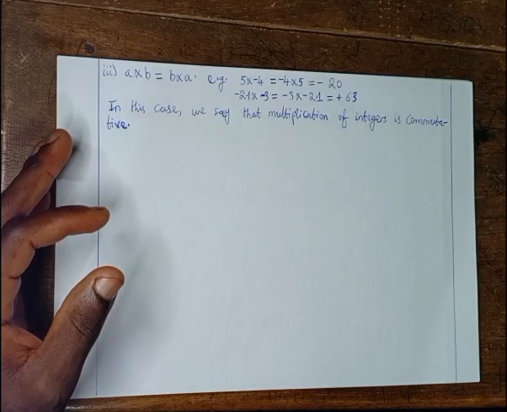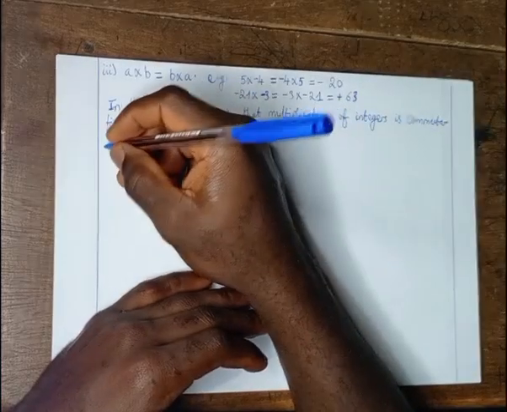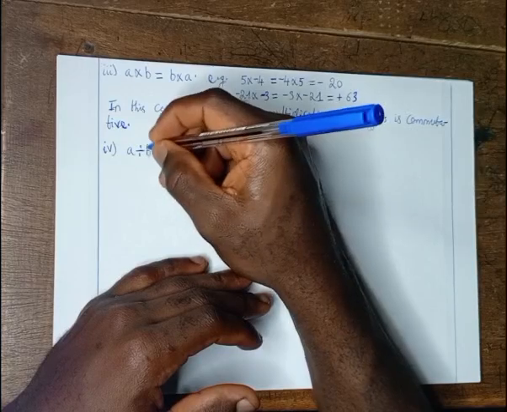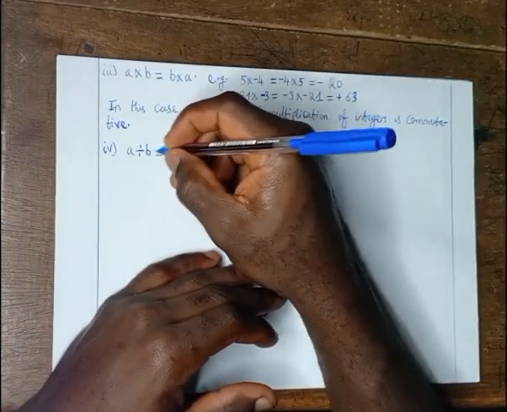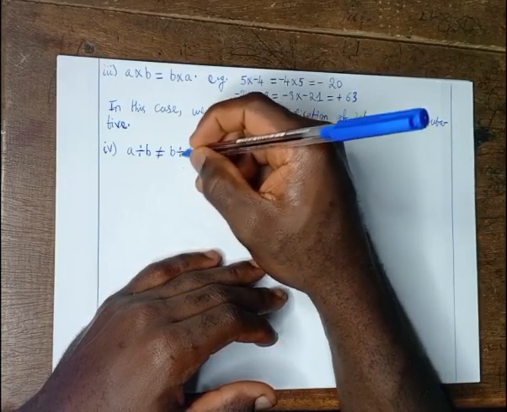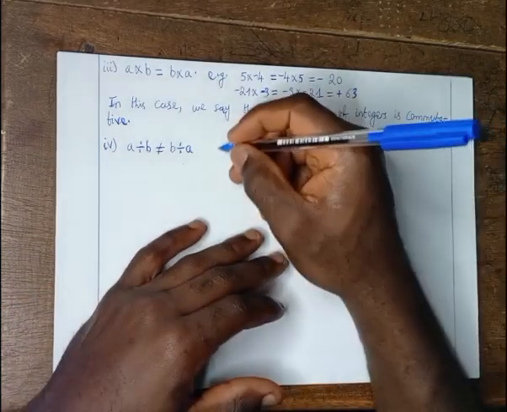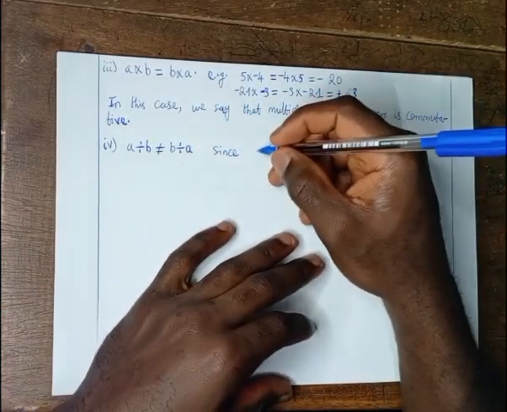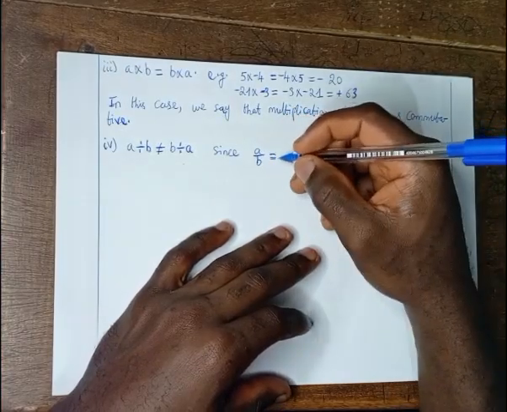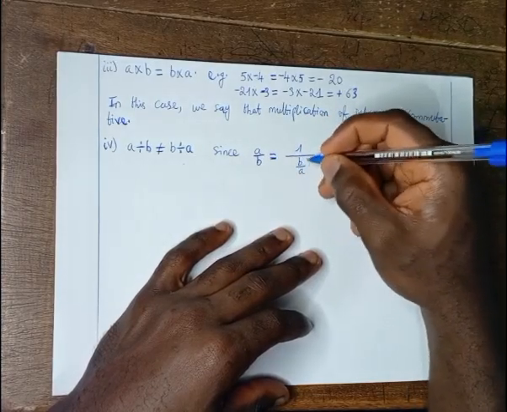Now let's verify for division. If we take now IV, if we take A divided by B, we know that if we divide two integers, A divided by B can never be equal to B divided by A. Remember, we precise that these two integers are not the same. This is not possible since A over B, A divided by B, is simply equal to the reciprocal of B over A.